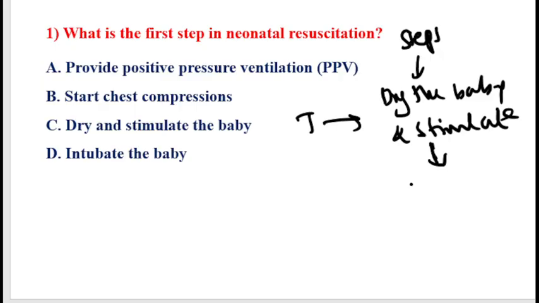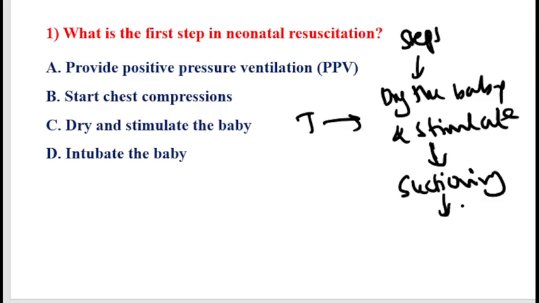Then if the baby does not cry and the heart rate is less than 100, in that condition we have to do suctioning. How are we going to do suctioning? By using a suction catheter. We have to apply suction pressure of 40 mm Hg and clear the airway. First do the suctioning of the mouth and then the nose. After suctioning, the airway will be cleared.